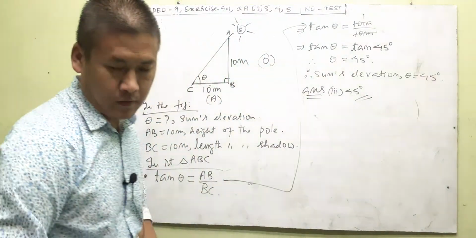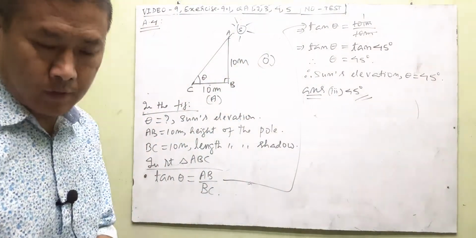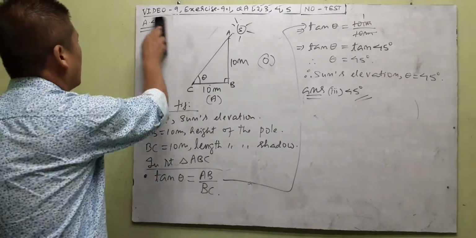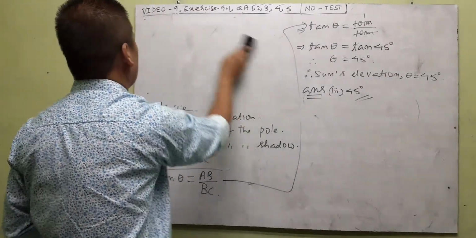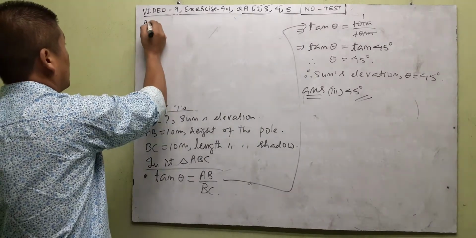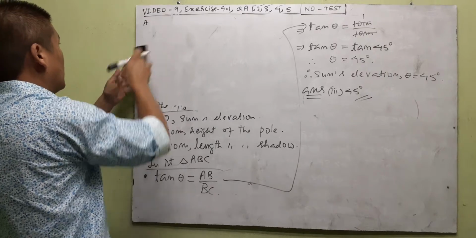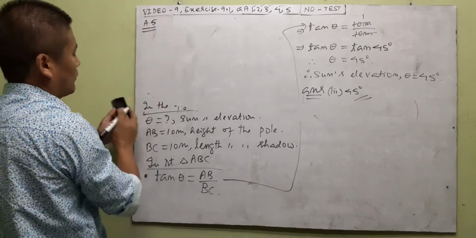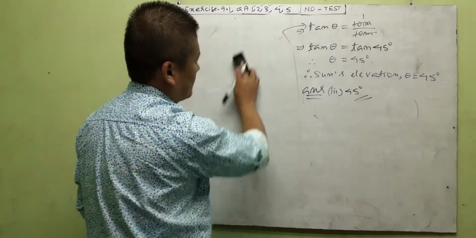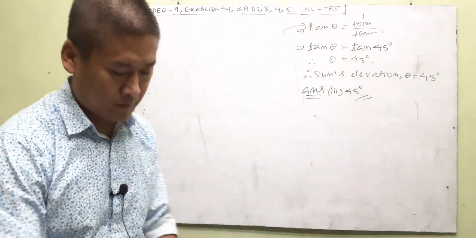Okay. One more question before this video ends. So next, A5. So let's write that down. A5. Final question before this exercise, this chapter 9 concludes.